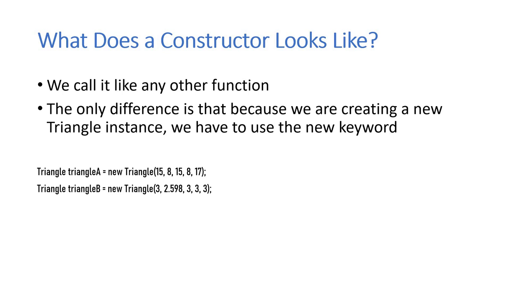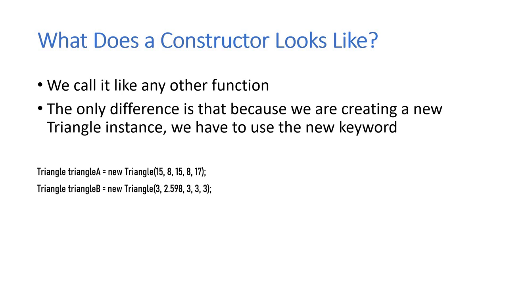How do we use it? Just like any other function, we will call it with arguments, values, and it will return a triangle. The only difference is that because we are creating a new triangle object or a new triangle instance, we have to use the new keyword. In this example, we create two variables with the data type Triangle. One triangle is named triangleA and the other is called triangleB. Then we use the new keyword and call the constructor with the appropriate attribute values. It returns a triangle that is now stored in the respective variable.